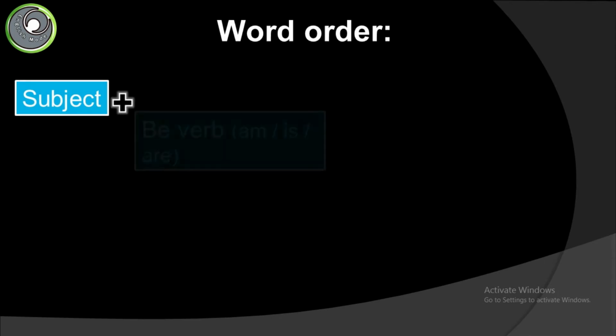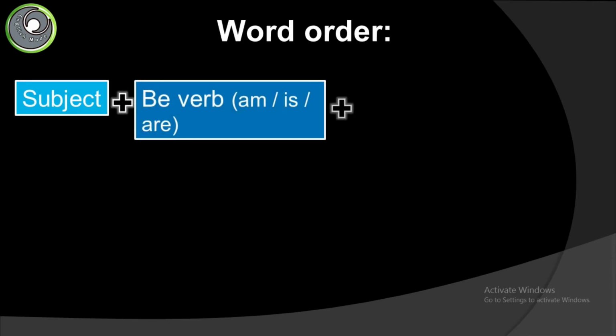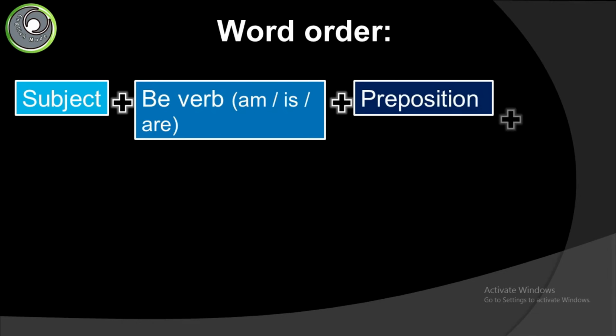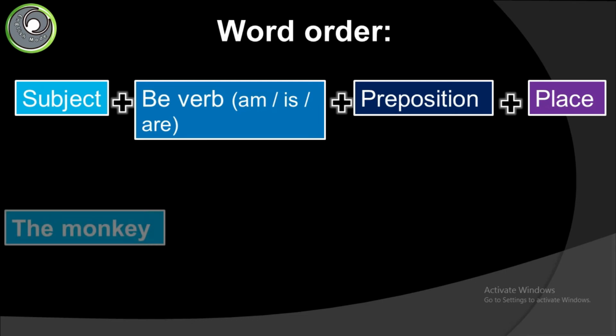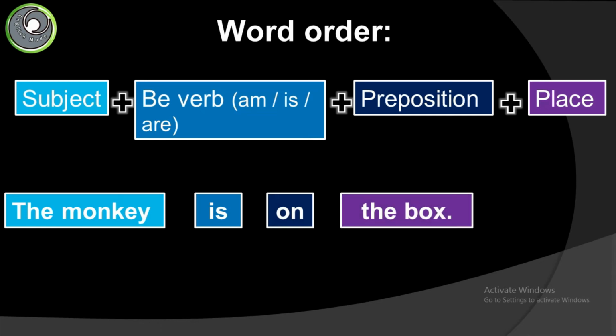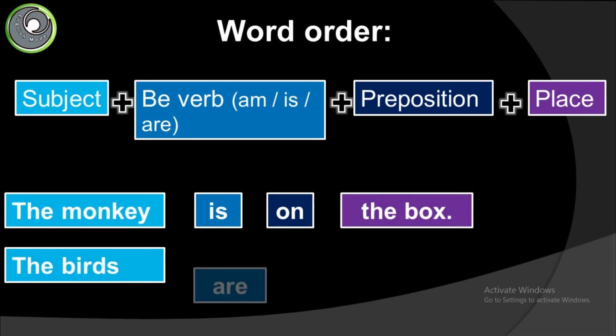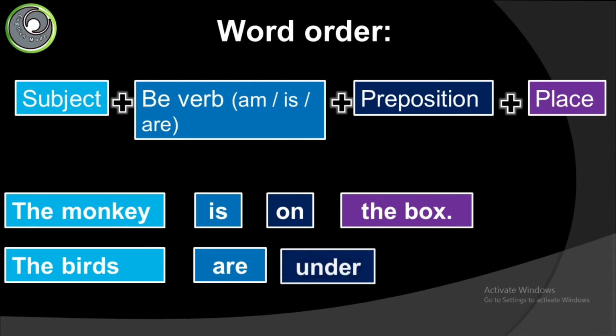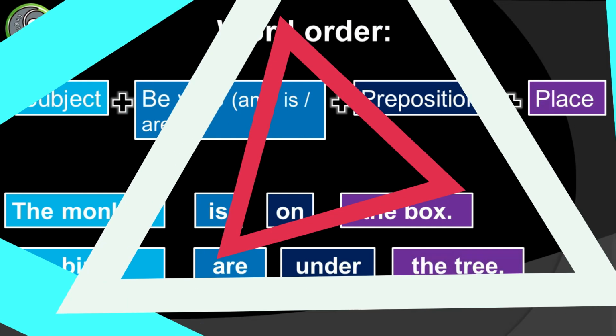Subject plus be verb plus preposition plus place. The monkey is on the box. The birds are under the tree.